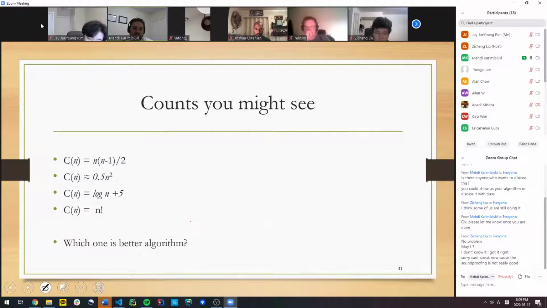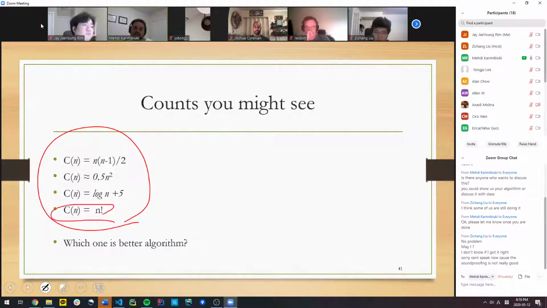You guys have seen these, so that's the counting time, right? Now the question is, we have seen n squared, we have seen log n, we have seen linear n. In the last class, for permutations, we saw an example of the number of students who can sit in a class. We saw that it's n factorial. And now the question is, which one is a better algorithm?